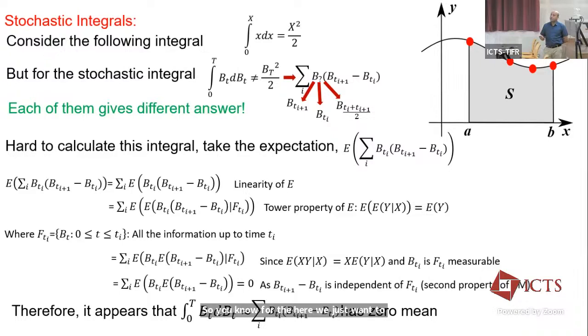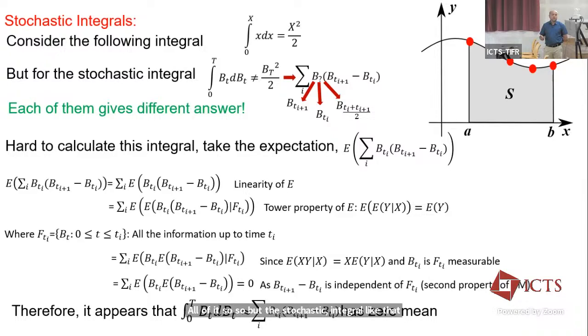So suppose you know the basic form of this integral, a x dx equal to x square by 2. That is a Riemann integral, you all know. But the stochastic integral like that, you cannot write in that way. So B_t dB_t, it is not B_t square by 2. You cannot write it.